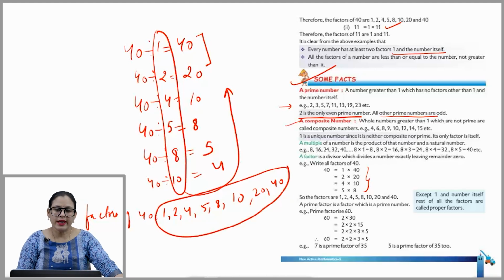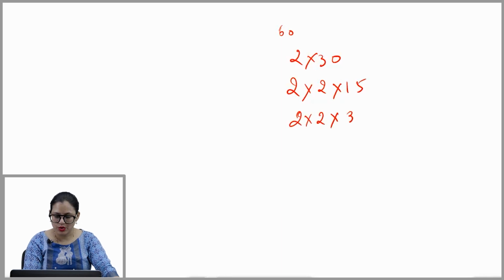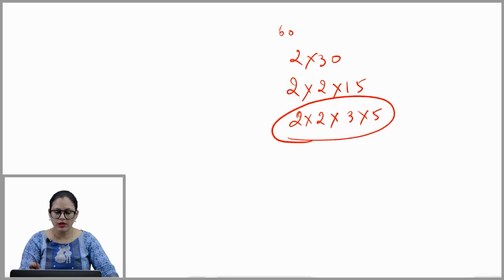Except 1 and the number itself, the rest of all the factors are called proper factors, right. A prime factor is a factor which is a prime number. Example, prime factorization of 60. 60 you can write as 2 into 30, where 2 is a prime number. We can write 30 as 2 into 15, now this has become prime. Then 15 we can write as 3 into 5. And check, all these 4 numbers are prime numbers.